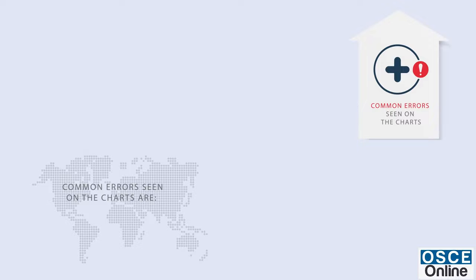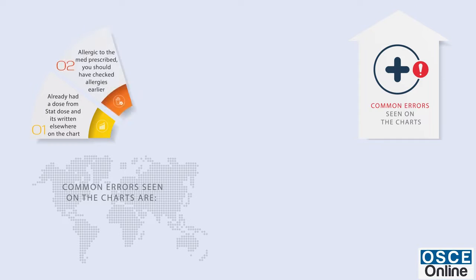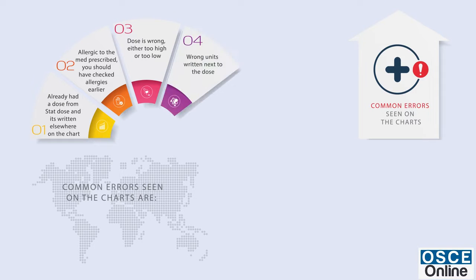Common errors seen on the charts are: already had a dose from a stat dose and it's written elsewhere on the chart. Allergic to the medication prescribed. You should have checked allergies earlier. Dose is wrong, either too high or too low.